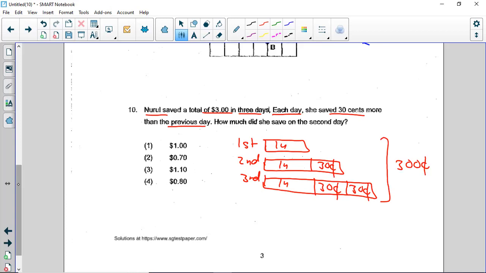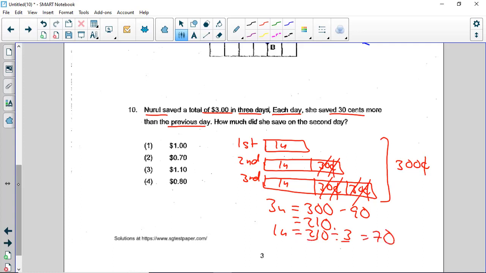Then you cut out all the 30 cents and you will get 3 units left. So you have 300 cents minus 30 plus 30 plus 30, that will be 90 cents, and you will get 210 cents. So how much is 1 unit? 1 unit will be 210 cents divided by 3. Shortcut: cover the 0, take 21 divided by 3, you will get 7, and then put back the 0. So 1 unit is 70 cents.